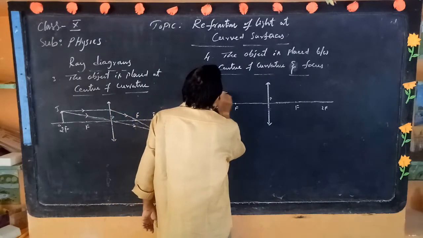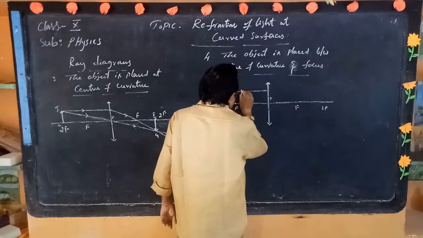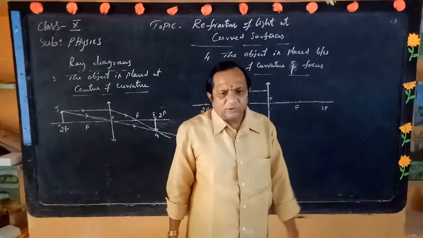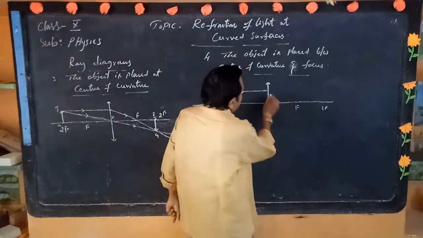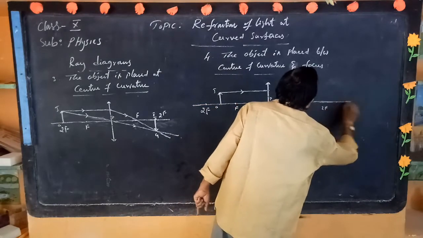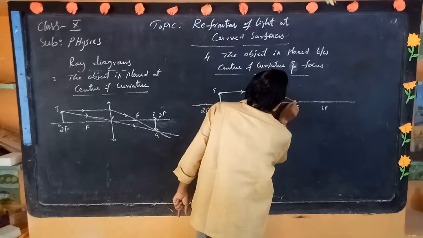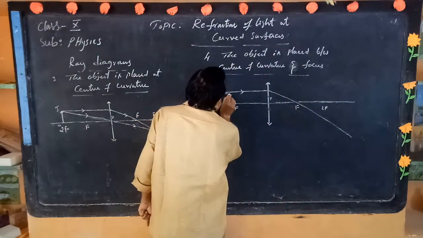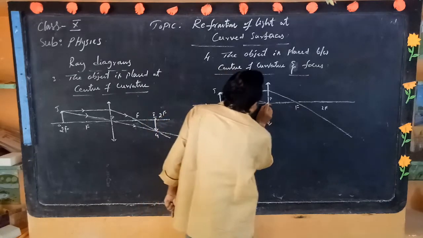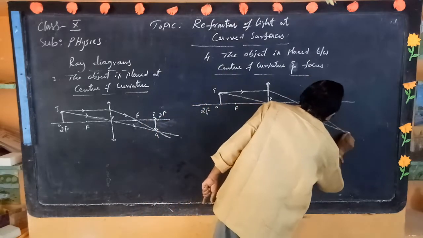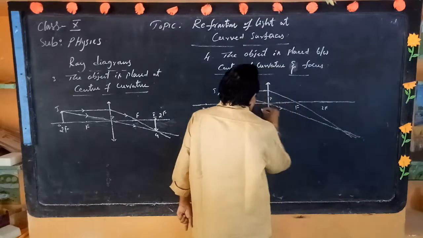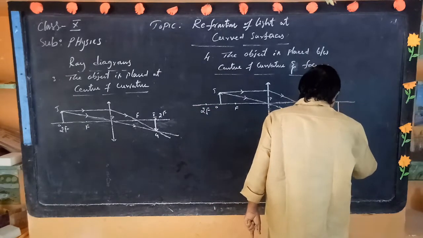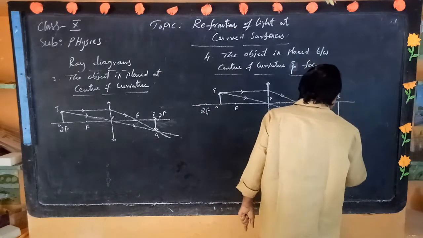Now the first ray travels from its top, touches the lens and passes through the focus. Remember that, it passes through the focus. And another ray of light to be considered passes through the optic center, which is straight. Both will intersect at one point. Where the rays intersect, there the image will be formed. So here the image is formed.